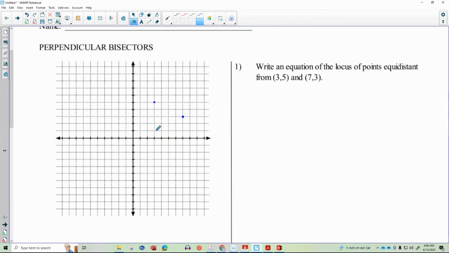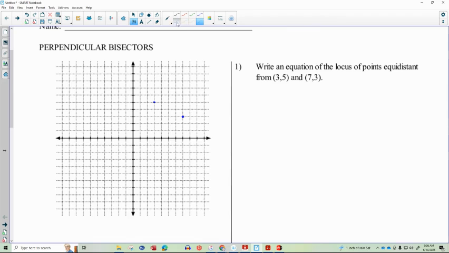Now, the goal here is to imagine the line that's connecting these two and find the equation of the line that's going to go in exactly the opposite direction, the perpendicular direction, and exactly in the middle. So that's our goal.